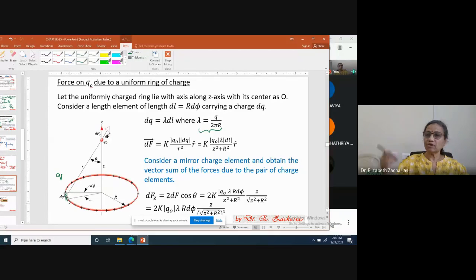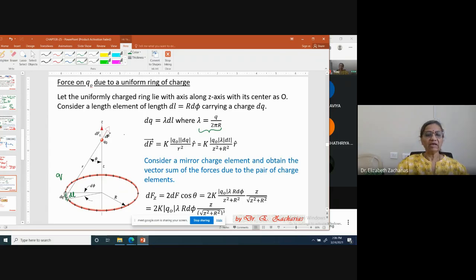Okay. Only thing is, because now it's two-dimensional, I will not call it dx and all that. I will call it dl. Let the length of this element be dl and let it carry a charge dq. I want to find out what is going to happen to q naught because of this element. Let the force be df. The force is df because it is a repulsive force. And this dq is at a distance small r from q naught.